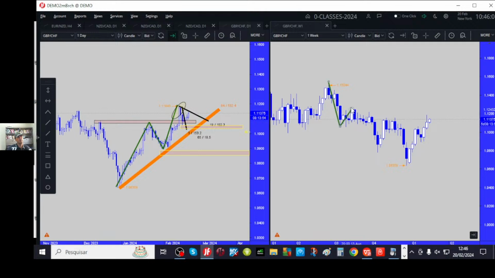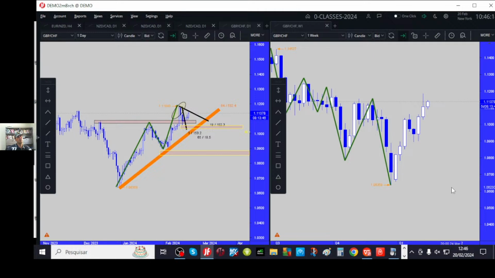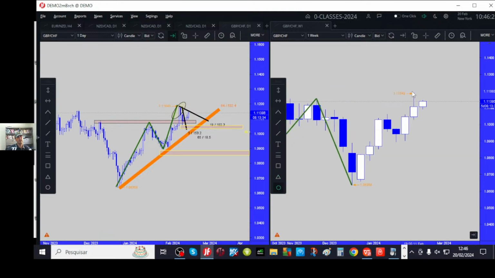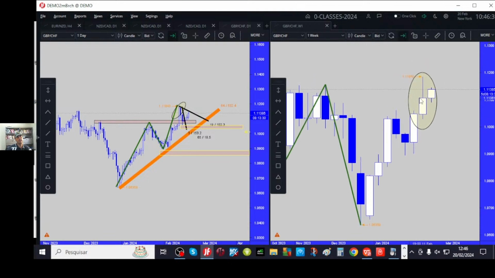High to low, low to high, high to low, low to high, high to low. What happened on the weekly? I got it. But it's going up. This is a closed candle, and you should see bearish pressure, and this candle, sure, it's still moving.